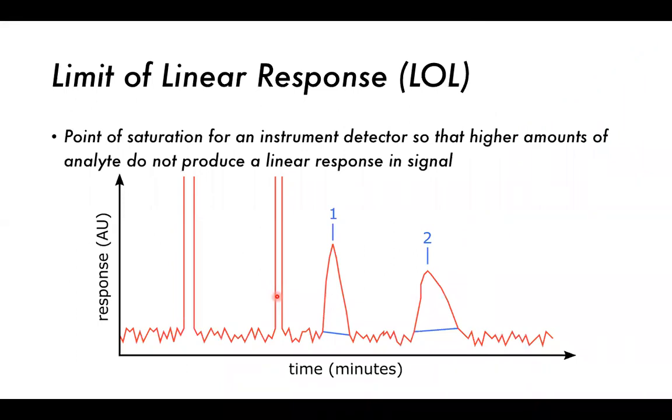So the limit of linear response happens because of saturation. The detector gets saturated, so it can no longer really measure the sample. The limit of linear response is the point of saturation for an instrument detector, so that higher amounts of analyte do not produce a linear response in signal. So what happens is the detector kind of gets overwhelmed.